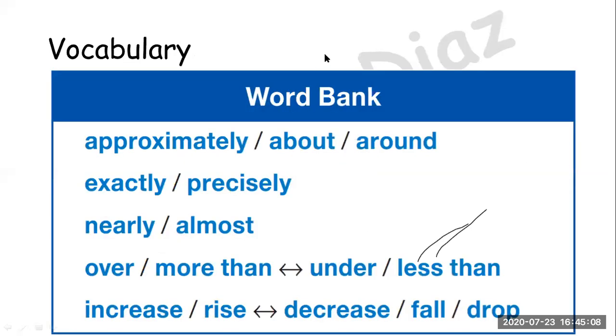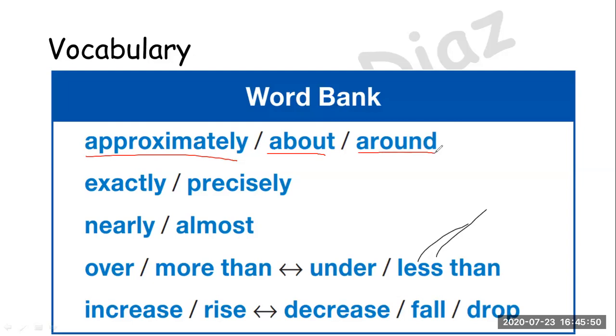Okay, word bank. These are words from the vocabulary. The vocabulary is very related to the grammar because in this case we are talking about words to describe amounts. As you see here, we have related words: approximately, about, around. These three words are very similar.